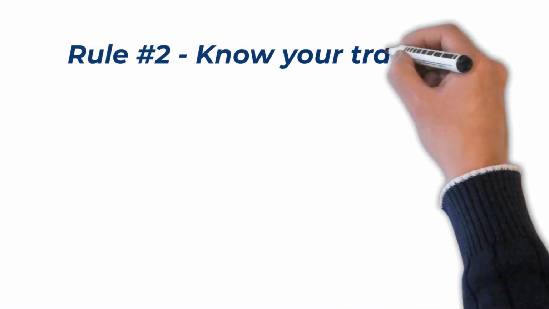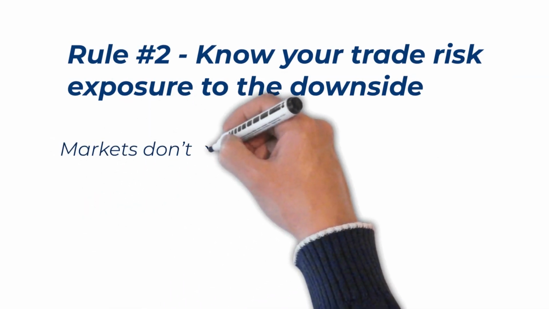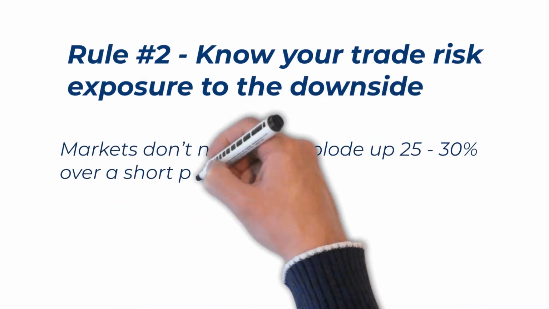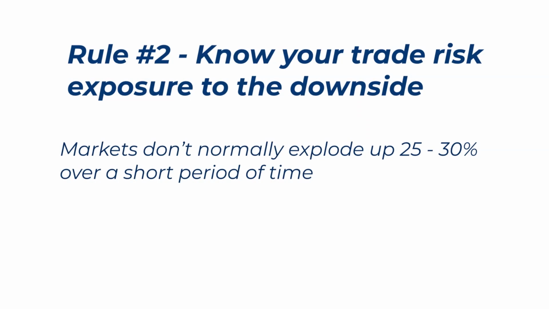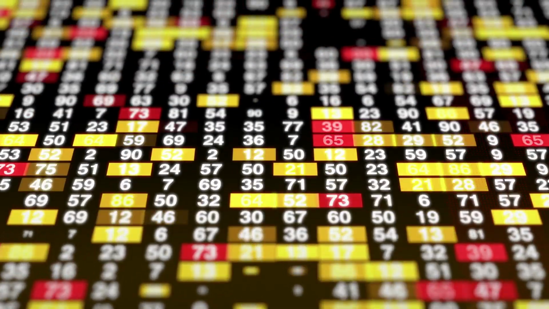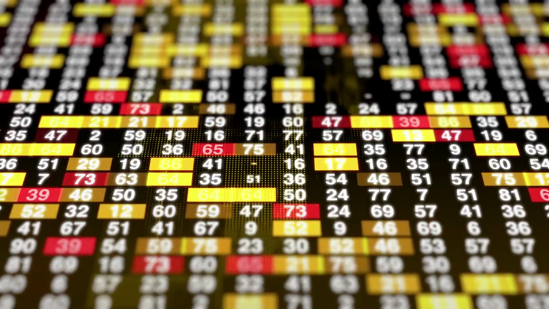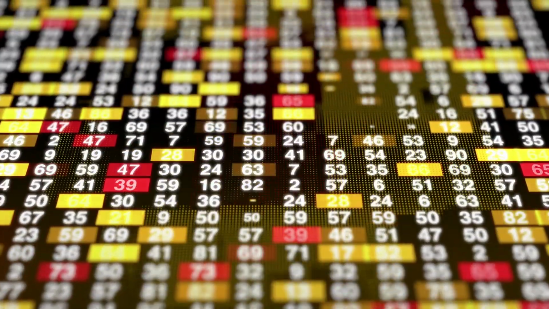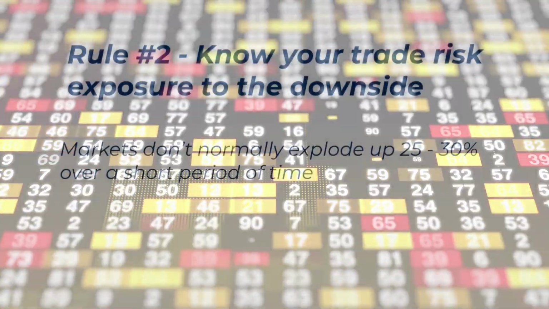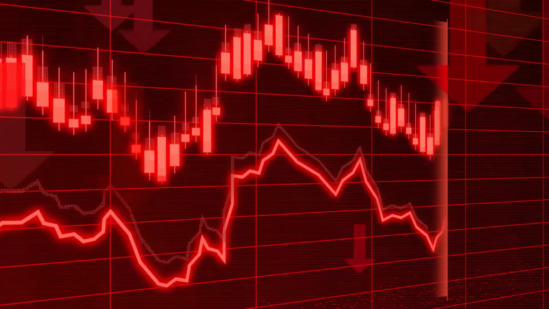Rule number 2, know your trade risk exposure to the downside. Markets and the total S&P don't normally explode up 25 to 30% over a short period of time. It typically moves up slowly over time and incrementally. So I never really am too concerned about my short position exposure, even though I trade both sides of the market. However, the market can move drastically to the downside very fast.